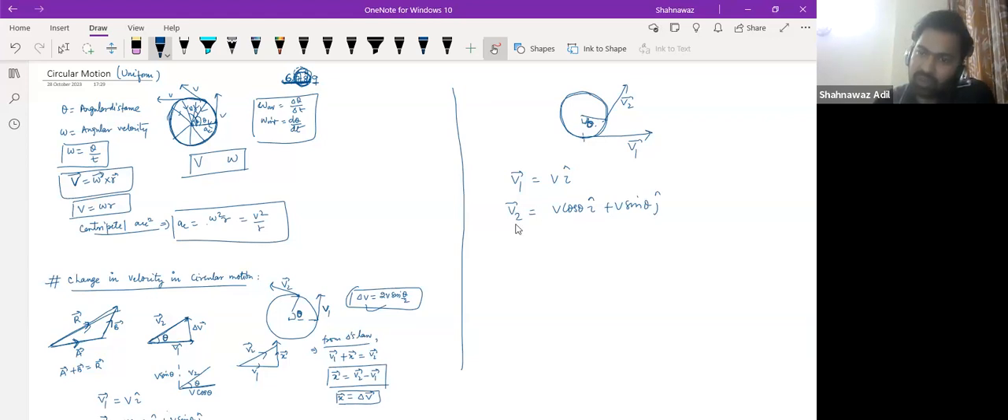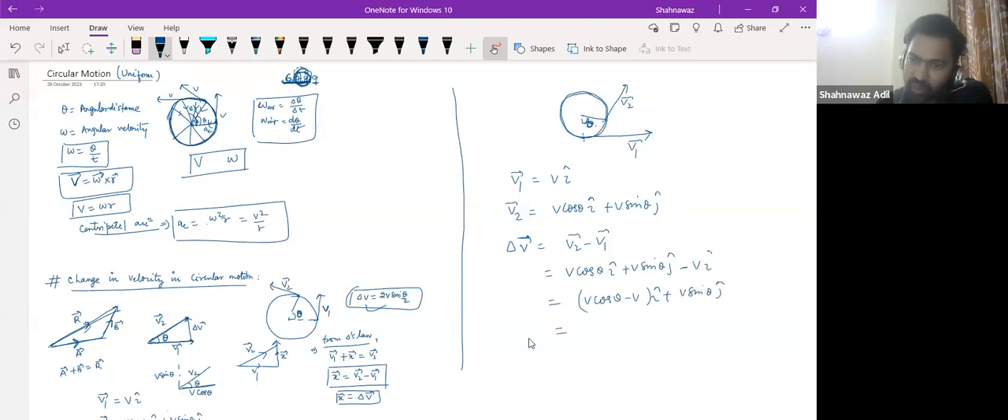And the question that they usually ask, so delta V is how much? Delta V is V2 minus V1. This is V cos theta i hat plus V sin theta j hat minus V i hat. So this is V cos theta minus V i hat plus V sin theta j hat. And if you solve this, what would be the magnitude of change in velocity? Whenever they ask you the magnitude of change in velocity, this is simply the square root of V cos theta minus V whole square plus V sin theta whole square. And if you solve this, you'll get 2V sin theta by 2.